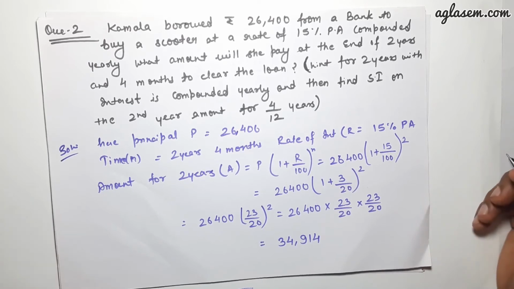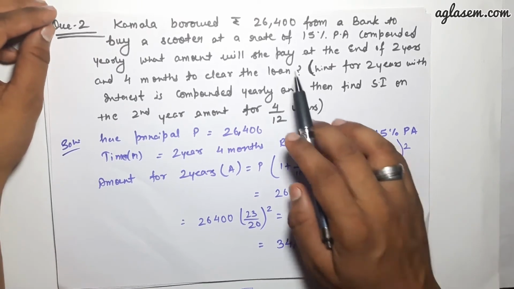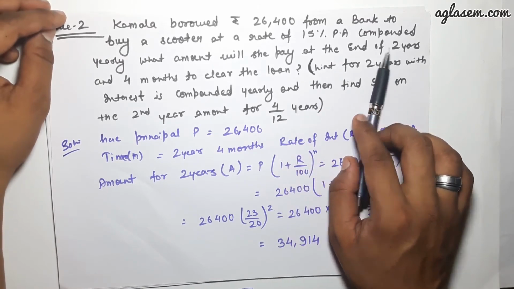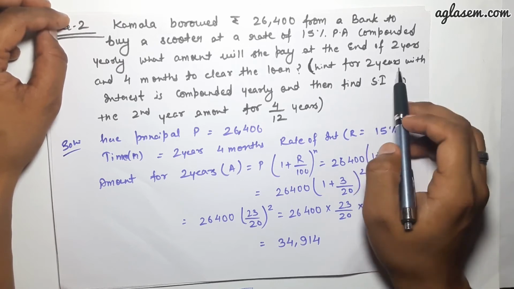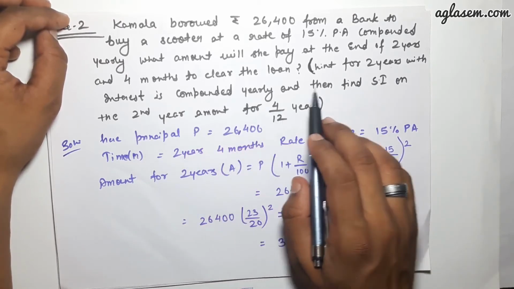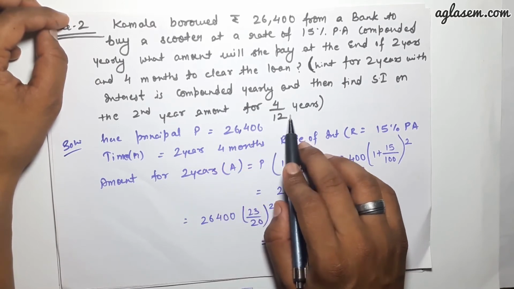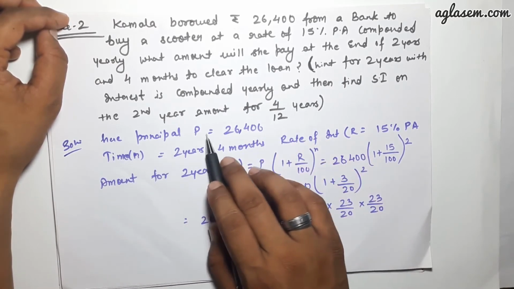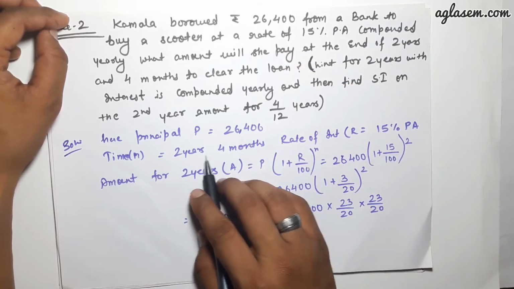And question number 2 says Kamala borrowed rupees 26,400 from a bank to buy a scooter at the rate of 15% per annum compounded yearly. What amount will she pay at the end of 2 years and 4 months to clear the loan? Hint is, for 2 years with interest compounded yearly, and then find SI on the second year amount for 4 upon 12 years. Here principal P is 26,400, and the time is 2 years 4 months.